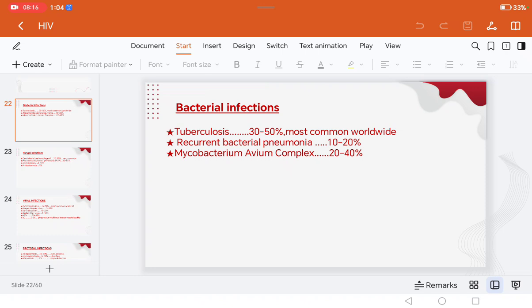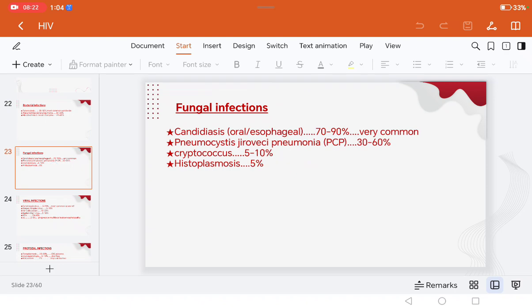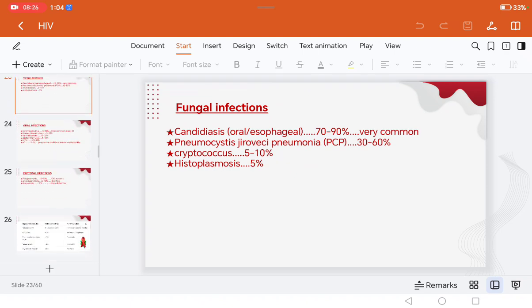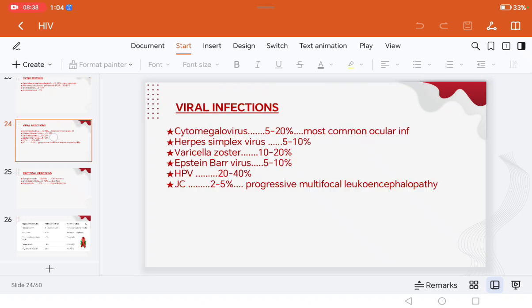Then recurrent bacterial pneumonia, 10 to 20%, Mycobacterium avium complex, 20 to 40%. Then fungal infections: candidiasis, oral or esophageal, 70 to 90%, very common. Then Pneumocystis jirovecii pneumonia, 30 to 60%, cryptococcal infection, 5 to 10%, and histoplasmosis, 5%.